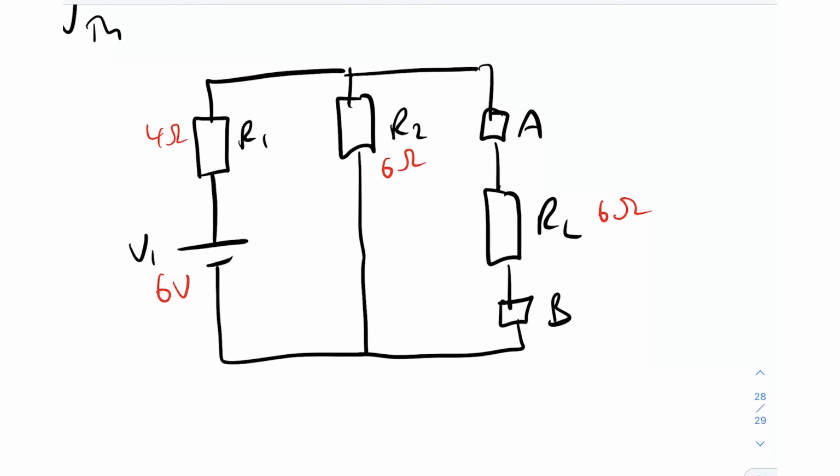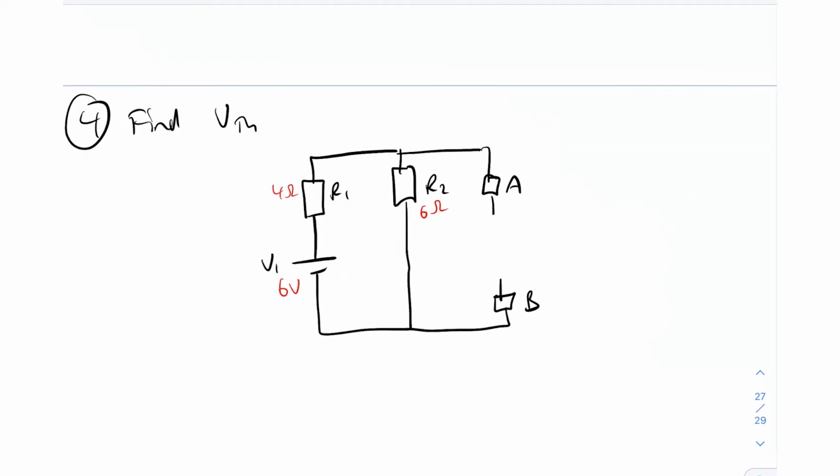So all we need to do is take the original circuit and remove the load. Right, so we've got the whole circuit there. And then when it comes to doing voltage Thevenin, what we're basically doing is getting a voltmeter, and we're saying, okay, what's the voltage here?